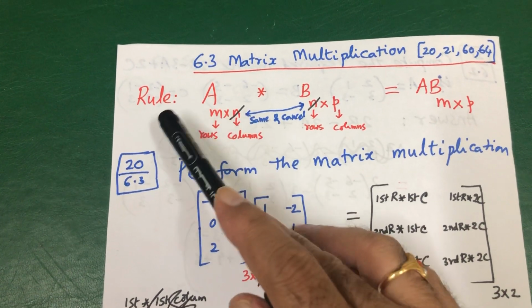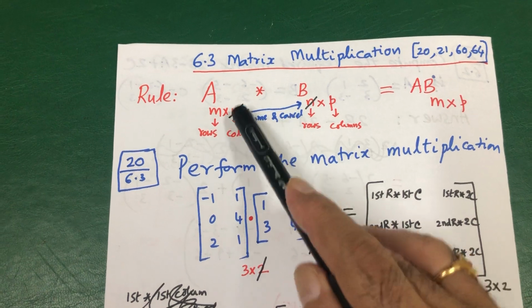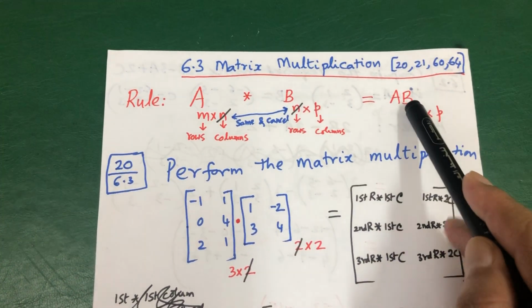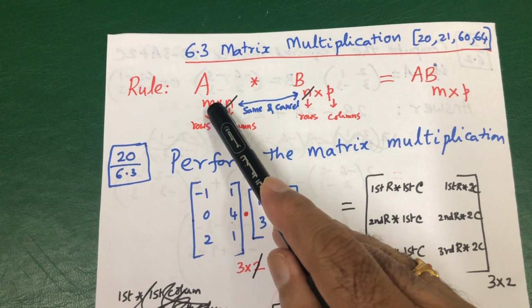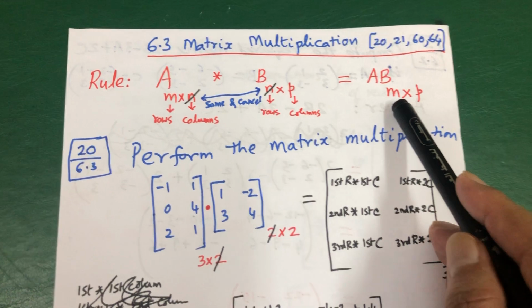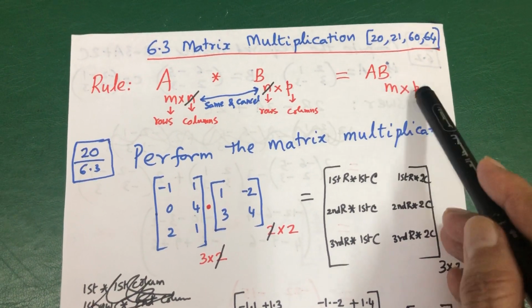So what was the rule? The rule is this n and this n must be the same, and then you should cancel it. Then what you get from multiplication, you get AB, and this is m, and this n is cancelled, so you get m by p. So you get a new matrix with m rows and p columns.